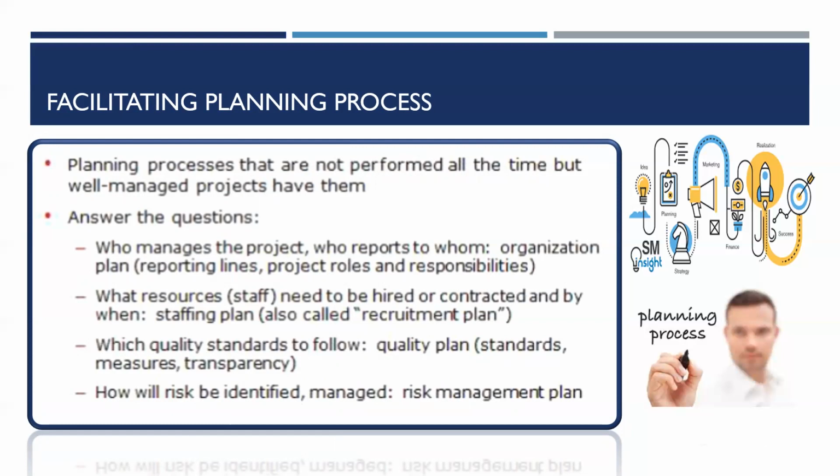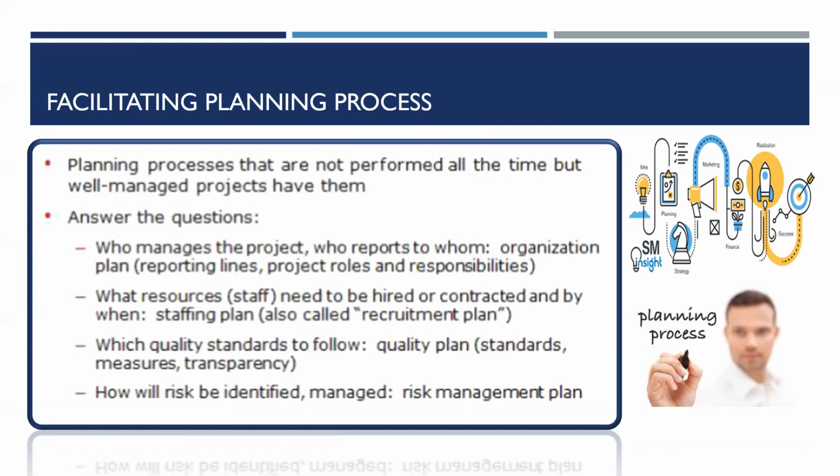Stakeholders must be looped in at all times. You can ensure this is done by having answered the following questions. So these are the following questions that you need to consider. Who manages the project? Who reports to whom? This is your organizational plan. That's why the reporting lines, project roles, and responsibilities. That's why in an organizational chart, you know who reports to whom, looking at the hierarchy.